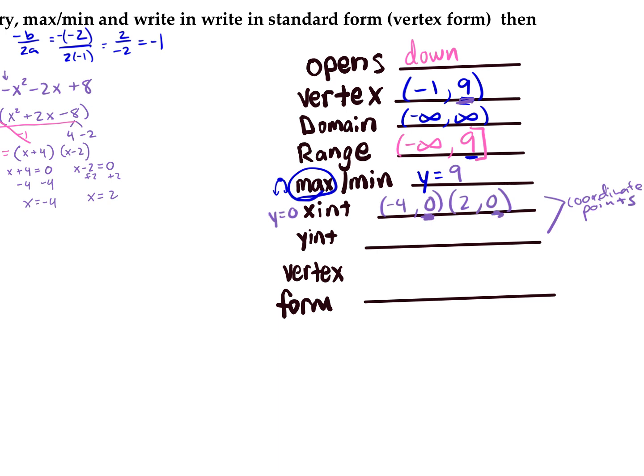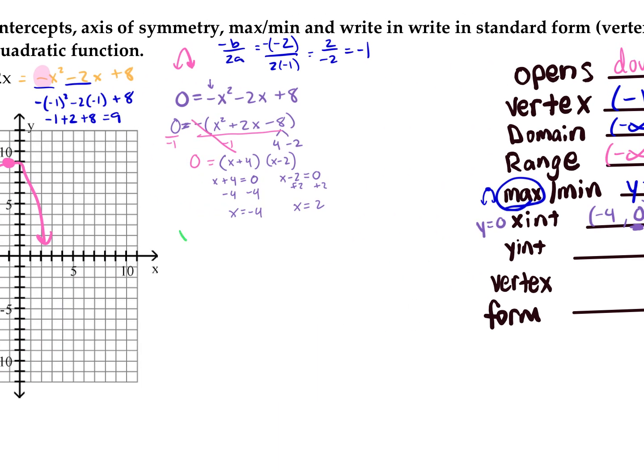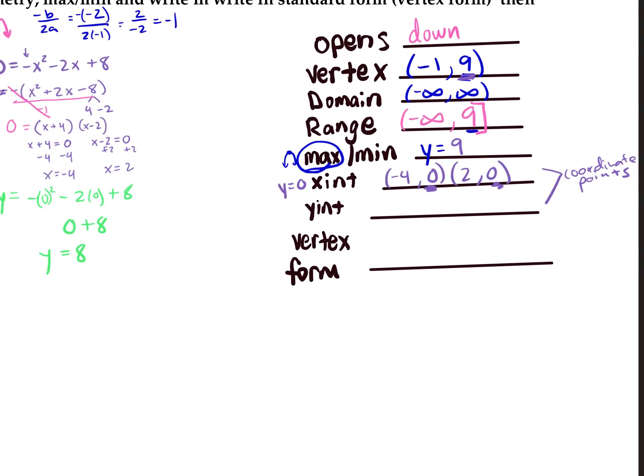The y-intercept, we're going to plug in 0 for x. So I have y equals negative x squared minus 2x plus 8. I'm going to plug in 0 for x. So I have 0 and 0 here. So negative 0 squared minus 2 times 0 is 0. So 0 plus 8 would just be 8. So our y-intercept is 8.